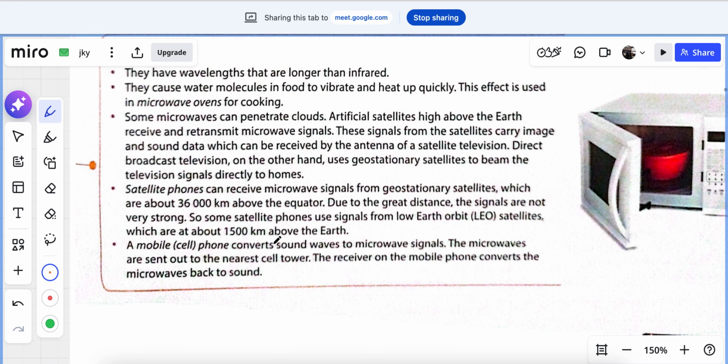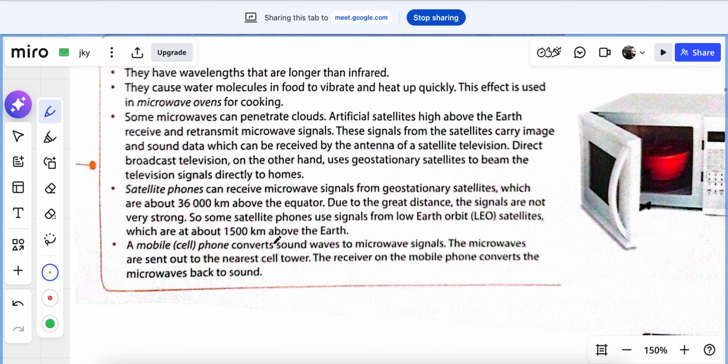So we say microwaves have wavelengths that are longer than that of infrared. They cause water molecules in food to vibrate and heat up very quickly, right? The effect is used in microwave ovens for cooking. So they generate radiations that can easily and quickly cook our food.